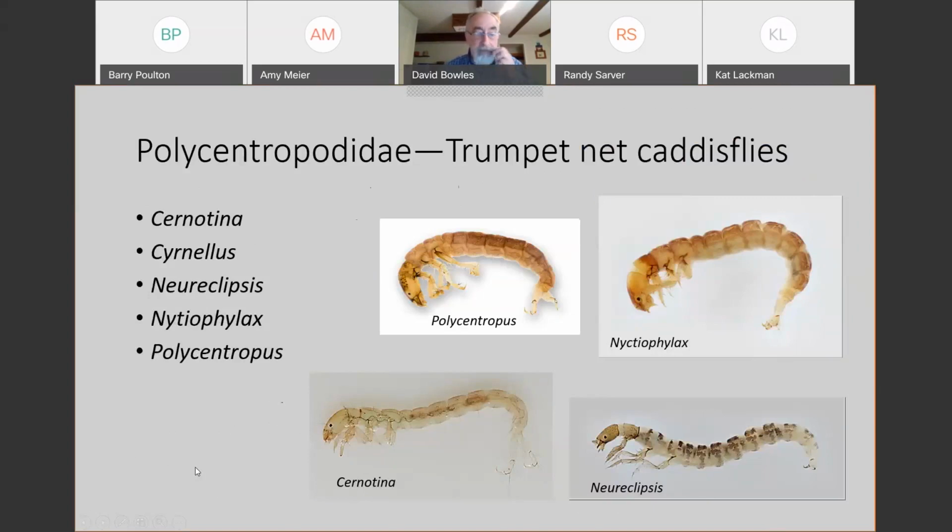If you sample in riffle habitats, most of what you're going to find are going to be Polycentropus. Nyctiophylax is also present in riffles to a lesser degree. Neureclipsis is also present in riffles, but to a lesser degree. Those are the ones that make the trumpet case. The others, Nyctiophylax and Cernotina and Cyrnellus, they often are found on woody debris, coarse woody habitat, and pools and things of that nature. So you're less likely to encounter those unless you're sampling those specific habitats.